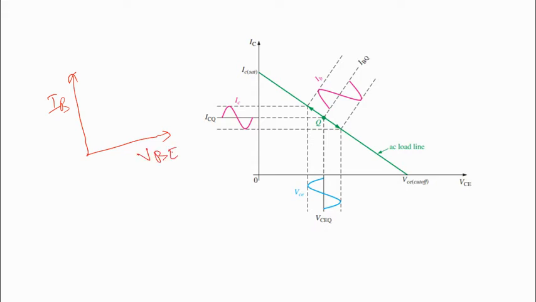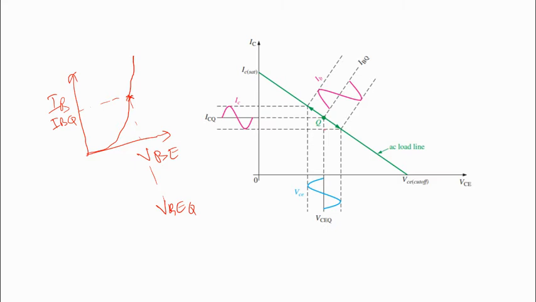This is VBE, and the input curve is like this, just like a diode curve. We have a fixed IB and a fixed VBE. This is VBEQ, the quiescent point of the input voltage, and this is IBQ, the quiescent point of the input current. Similarly, we have the quiescent point of the output voltage and the output current. IC is the output current and VC is the output voltage.